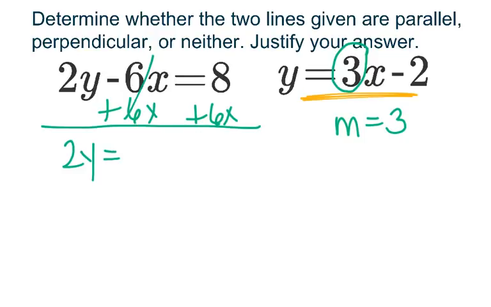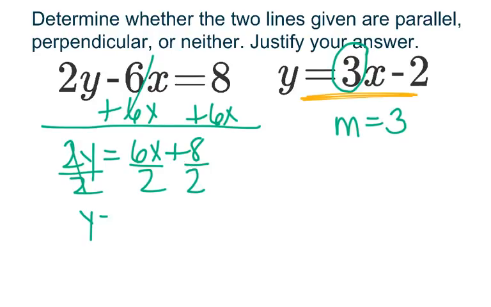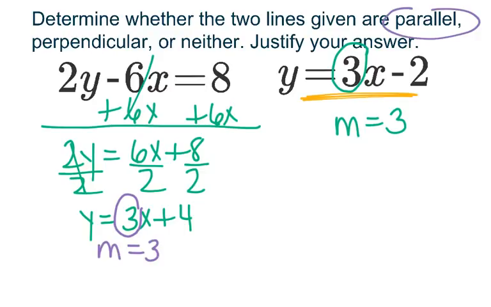So now I'm going to write the right-hand side as 6x plus 8. I usually like to have the x first because that's how I'm used to seeing it. Now I have to divide everyone by 2. So I get that y equals 3x plus 4. Now that I see it this way, I can definitely tell that this slope is also 3. So that means that my lines are parallel because my slopes are the same.